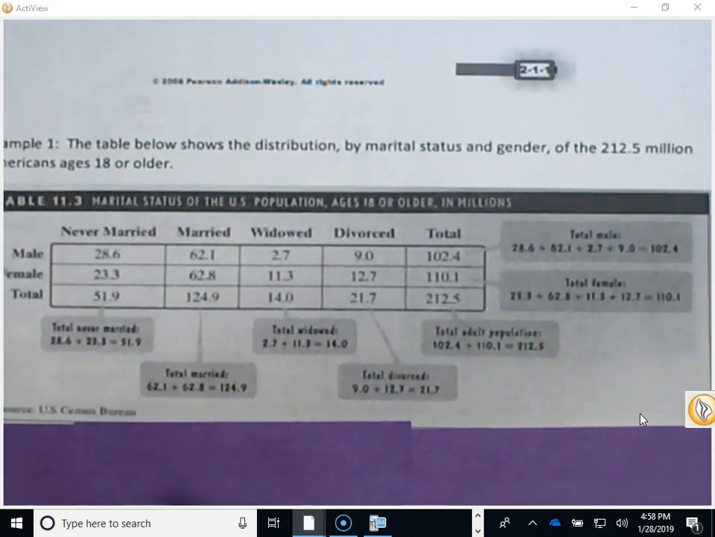So here's an experiment that was done. It says, example 1, the table below shows the distribution by marital status and gender of the 212.5 million Americans ages 18 or older.